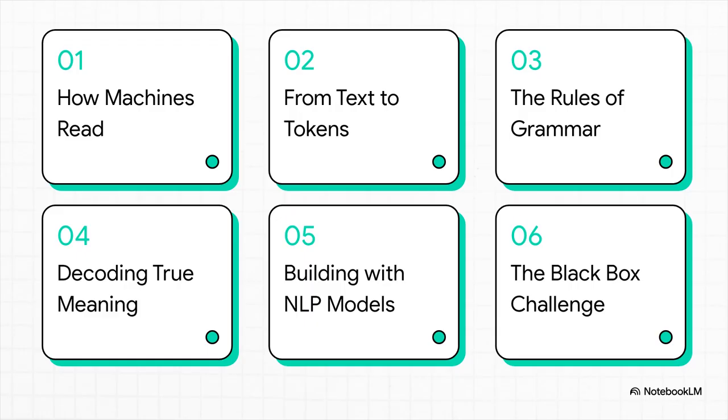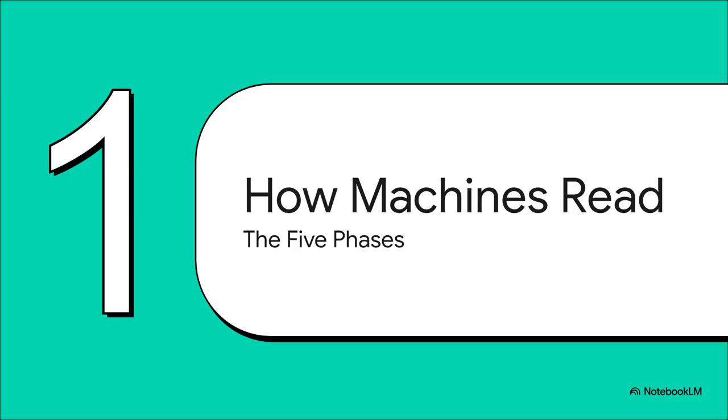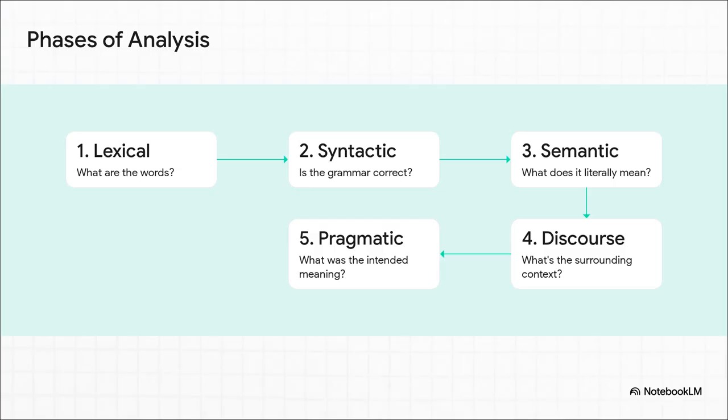Okay, so here's the game plan. We're going to cover how machines read, how they break down text, understand grammar, and then get the real meaning. We'll look at the tools they use and finish with a big challenge. Think of it like climbing a pyramid of understanding, one layer at a time. So, first things first, how do machines even begin to read? A computer can't just glance at a sentence and get it. Nope, it has to analyze it through a whole series of phases, and they get more and more complex as we go.